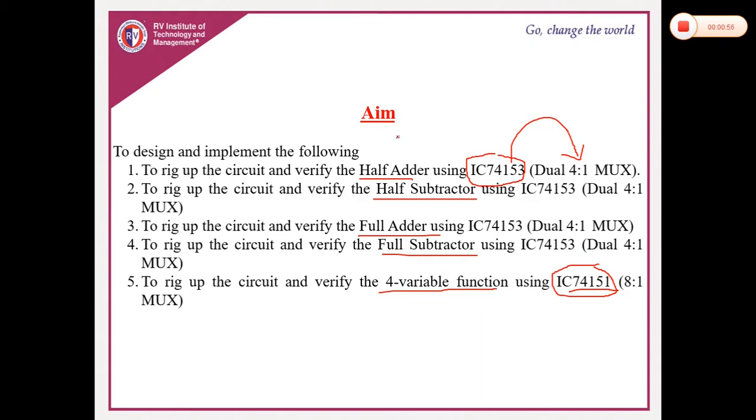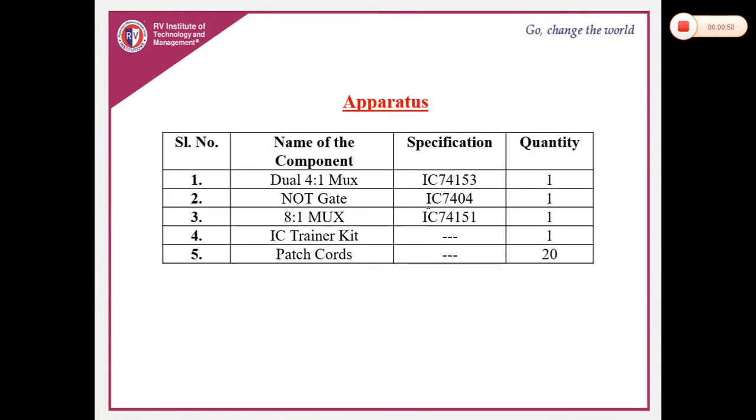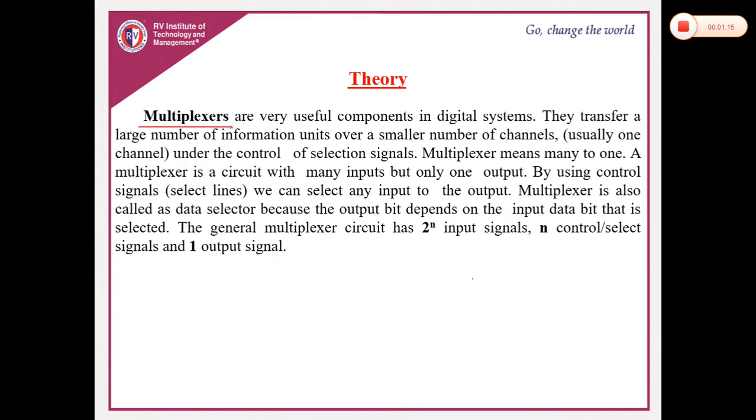So in order to meet these aims, we require some of the components or apparatus. One dual 4:1 multiplexer 74153 IC, one 8:1 multiplexer IC, one NOT gate IC 7404, trainer kit and patch card. Is it okay? Then already you know some theory associated with the multiplexers.